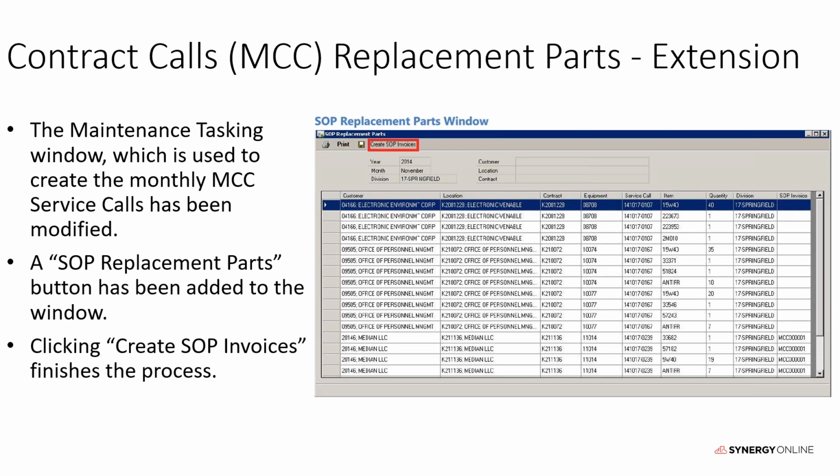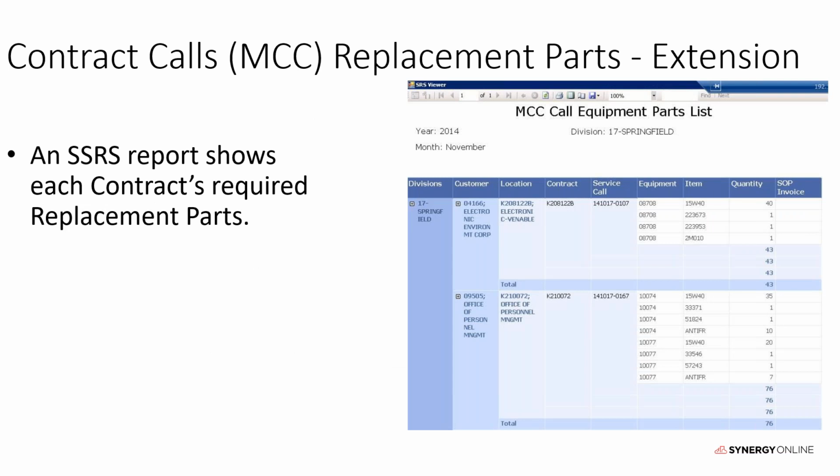So you get all of these SOP invoices and all of the associated parts with all of the equipment that is on an MCC call for this month, and all of those items will be added to this list. There's also an associated SSRS report.